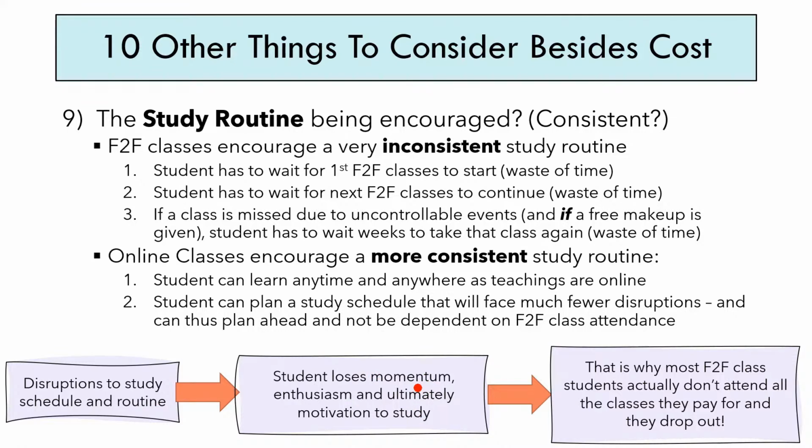I've seen this over and over again. This is why most face-to-face class students actually don't attend all the classes they pay for, and they drop out. Why? Because they encounter so many unforeseen, uncontrollable events. Their plan initially is, I'm going to finish this within 4 weeks. No, it gets disrupted over and over again, and then they lose enthusiasm, they lose momentum, they lose the desire to study. All right, I've seen this over and over again.